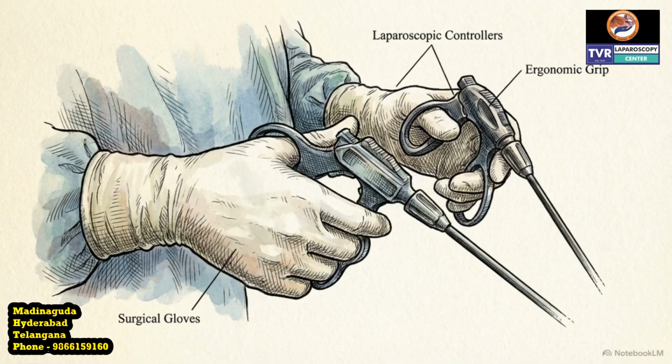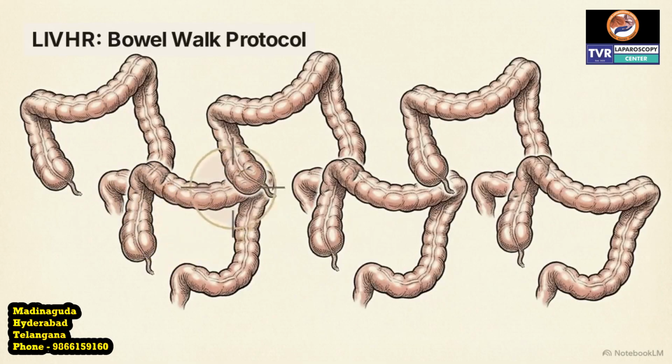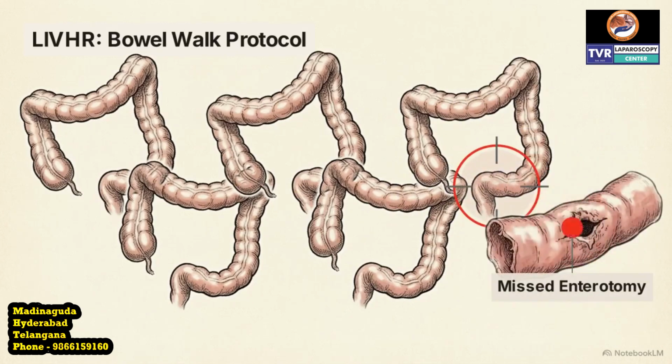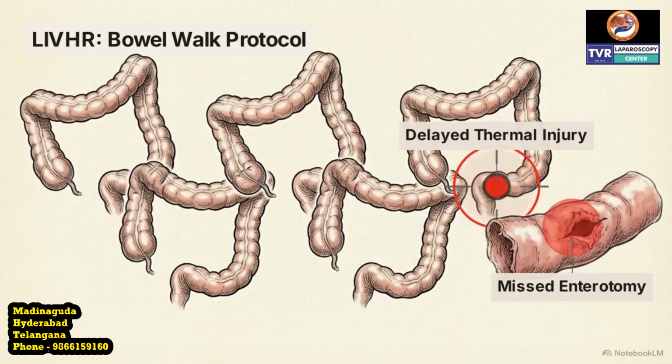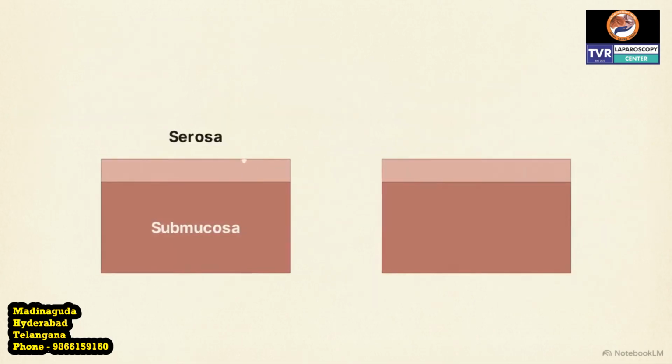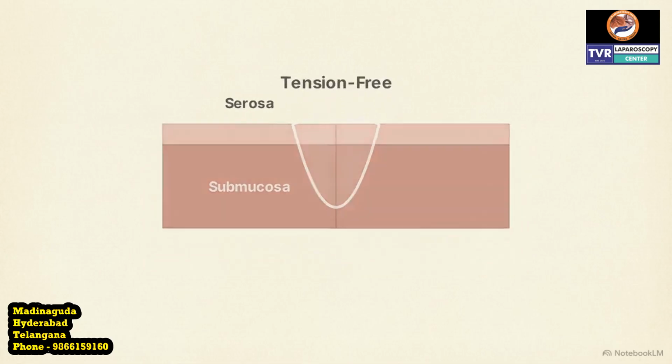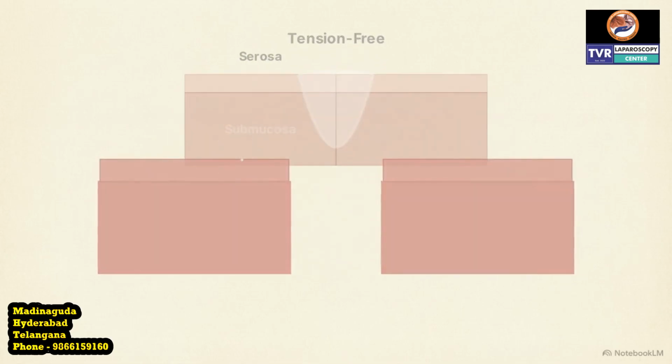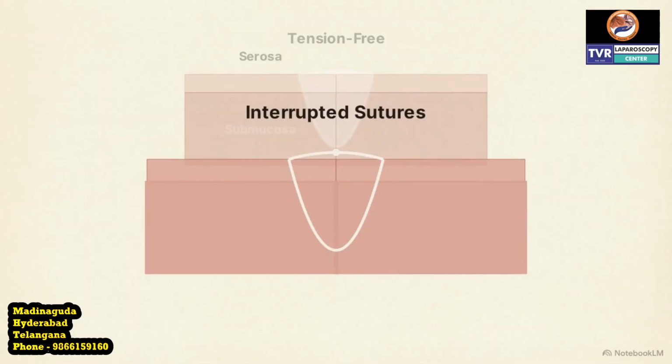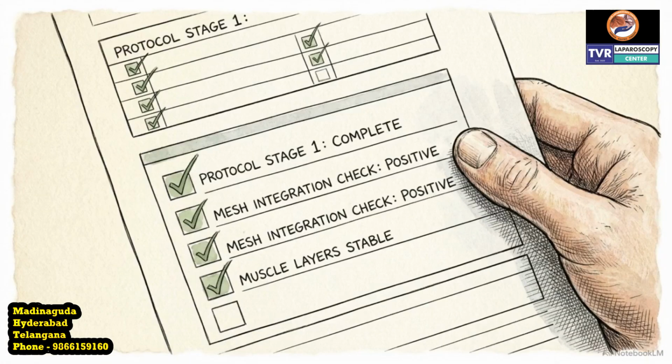Following any injury or difficult dissection, the surgeon must perform a systematic bowel walk. This involves tracing the entire length of the intestine to identify missed rents or thermal injuries caused by energy devices that could lead to delayed leaks. Bowel repair requires tension-free, interrupted sutures. These must include both the submucosa, the dense layer of connective tissue, and the serosa, the outermost layer of the bowel. This contamination matrix replaces subjective intuition with a data-driven protocol that prioritizes patient survival over immediate hernia closure.